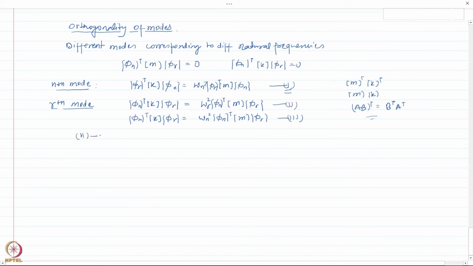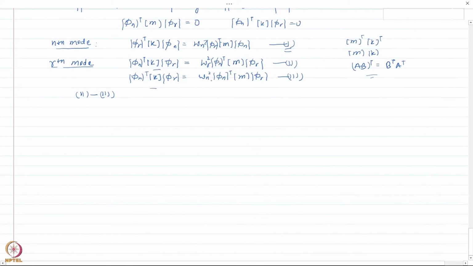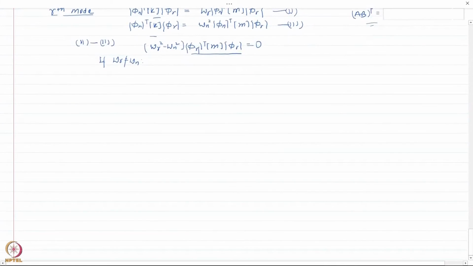Now if I take equation 2 minus equation 3, these two quantities are the same, right? And this can be written as omega r square minus omega n square times phi n transpose times M times phi r, sorry, this is n here, and this is equal to 0. Now we have said that these two are different modes. So if omega r is not equal to omega n, then this term would be equal to 0. So then phi n transpose M phi r is equal to 0. And this is basically the orthogonality condition.